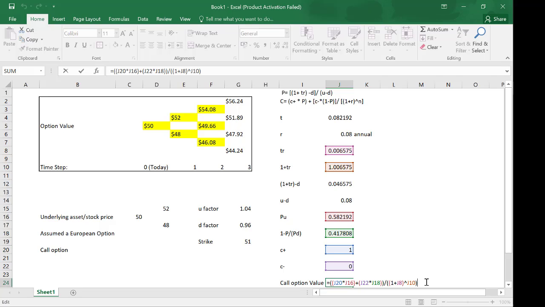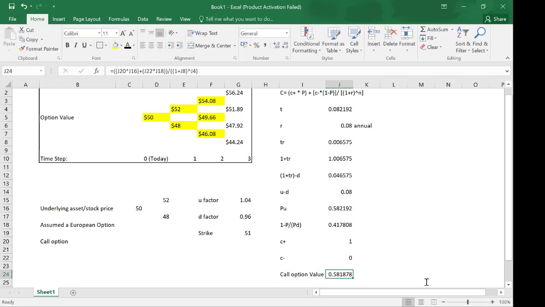I think J10 is a wrong cell, because that's basically 1 plus J8. So we have to adjust this to N. N is the time, and that is at J4. This is the one. Okay, so raised to 4. So 1 plus R raised to N, right? N is the time period. There we go. So this is the final value of the call option.